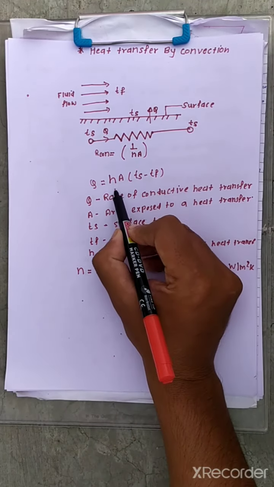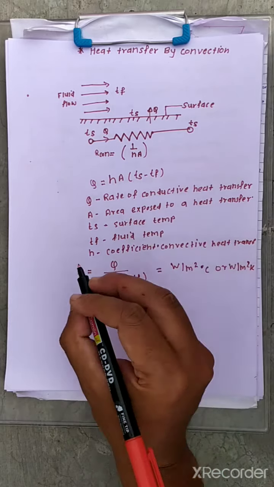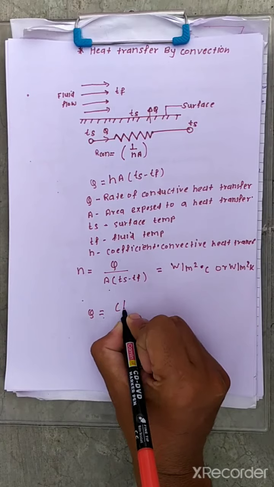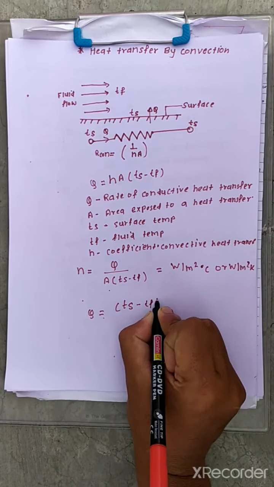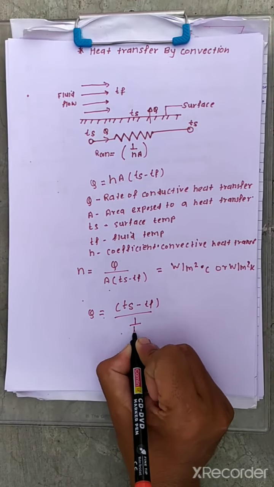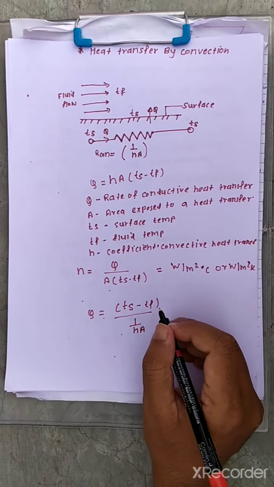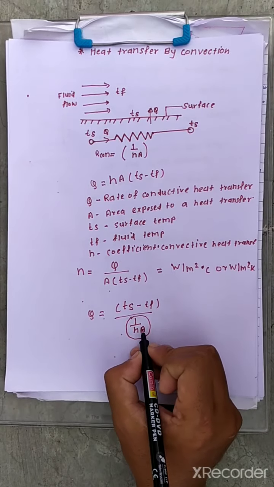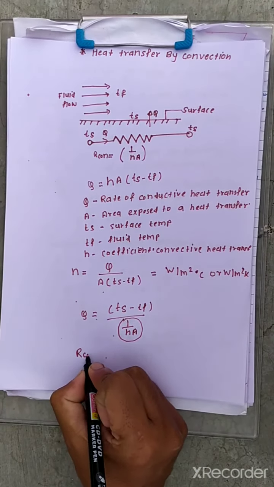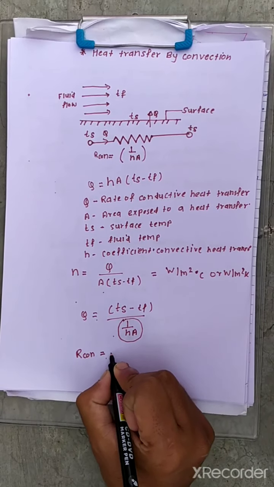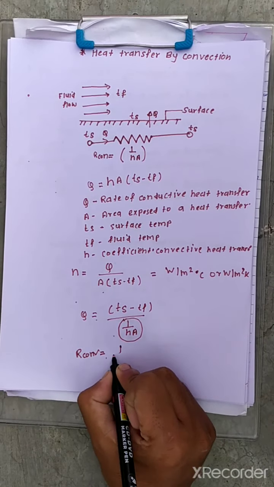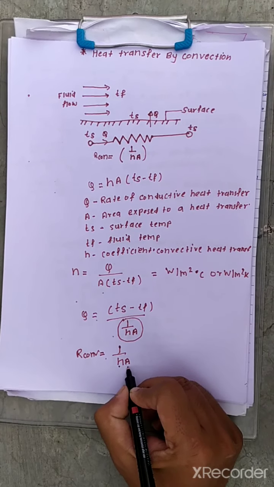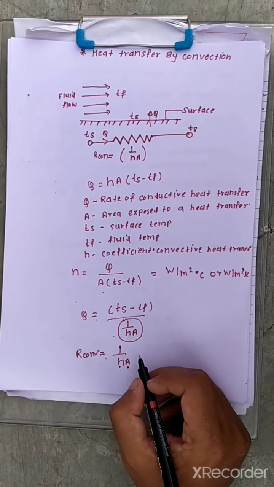So again rewriting this equation, Q is equal to (Ts minus Tf) upon 1 upon hA. This denominator term is called the convective resistance. So R convective is equal to 1 upon hA. h is the convective heat transfer coefficient and A is the surface area.